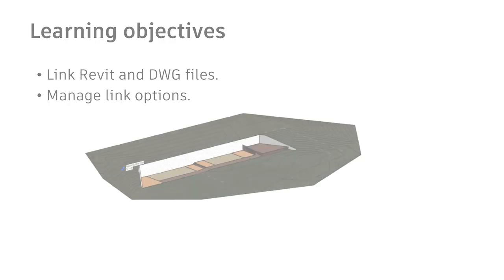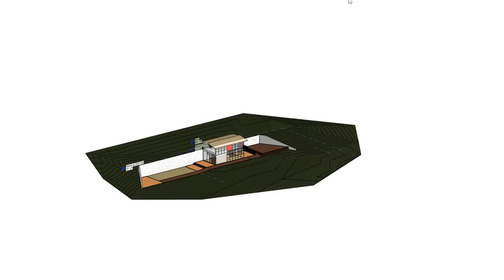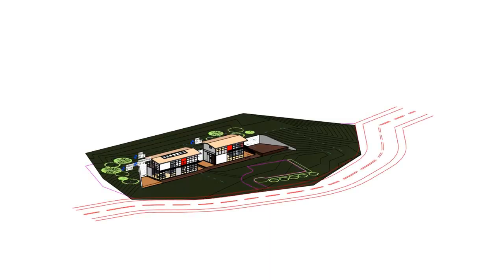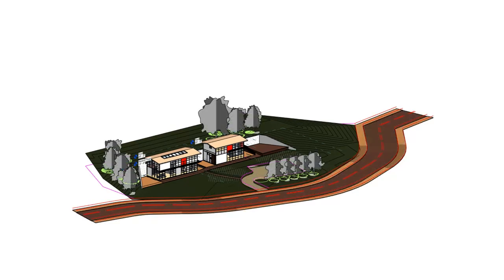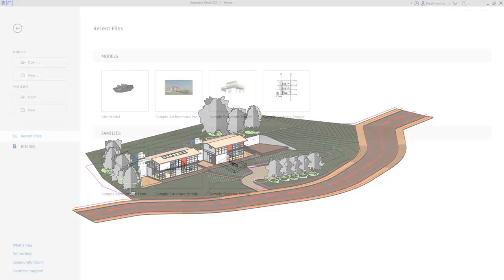Being able to link Revit models and DWG files into a project allows us to split more complex projects into smaller, separate models that are easier to manage. It also makes it easier to collaborate with other consultants, such as structural or civil engineers, by allowing us to reference their data direct into our models.